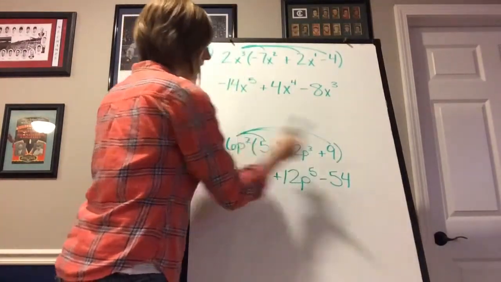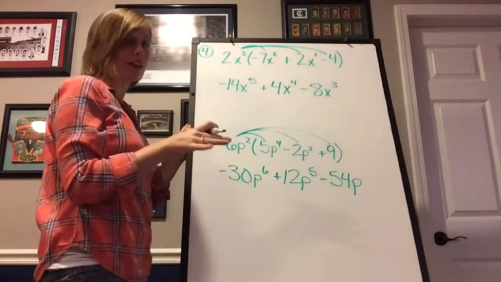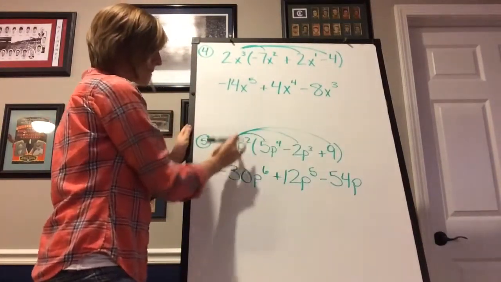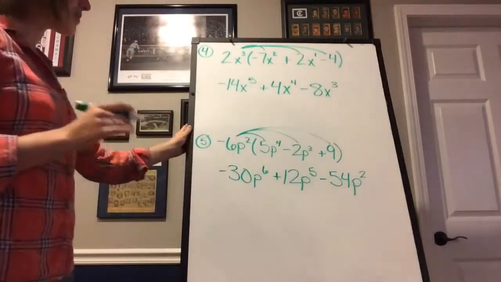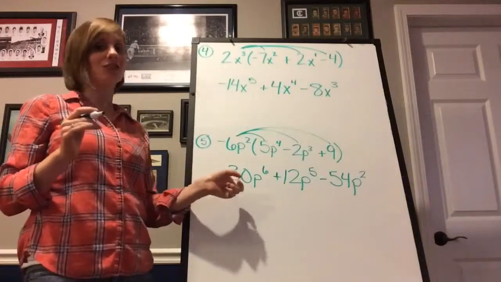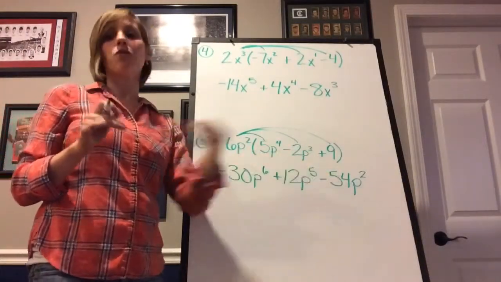And then for the P, we bring that down. There is no P with the 9, so there's nothing to add to it, so that P to the second stays P to the second. So our answer for problem number 5 is negative 30p to the 6th plus 12p to the 5th minus 54p squared.